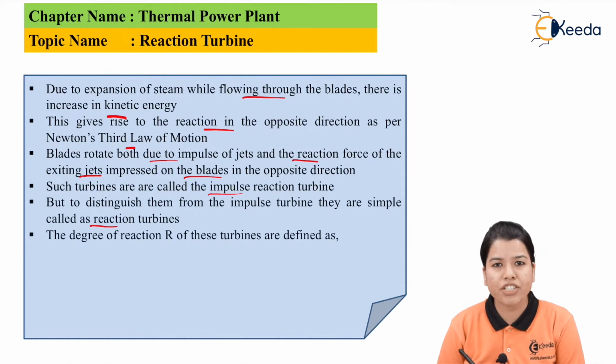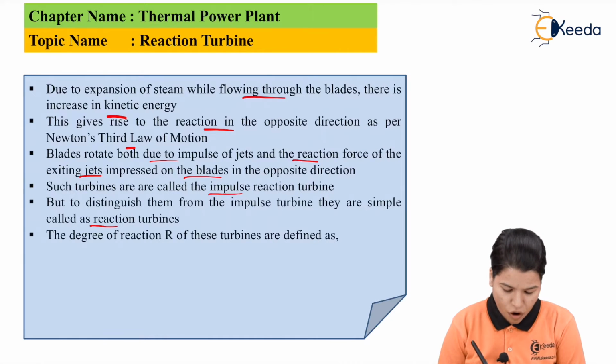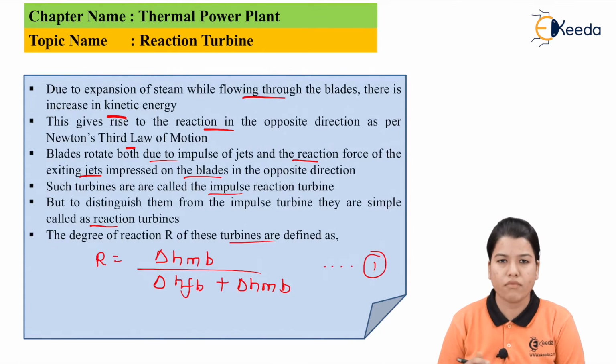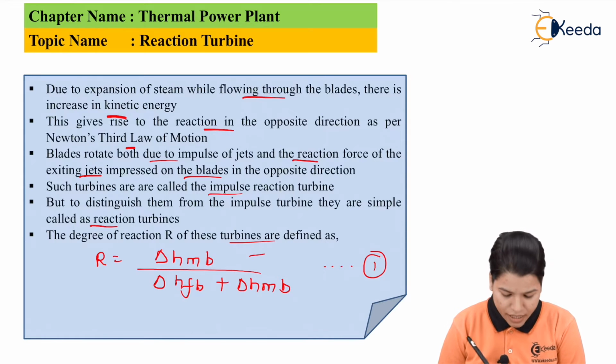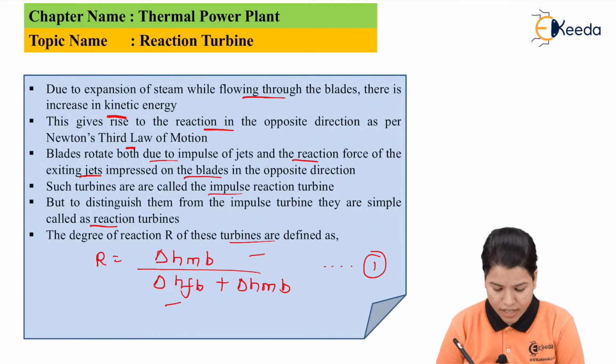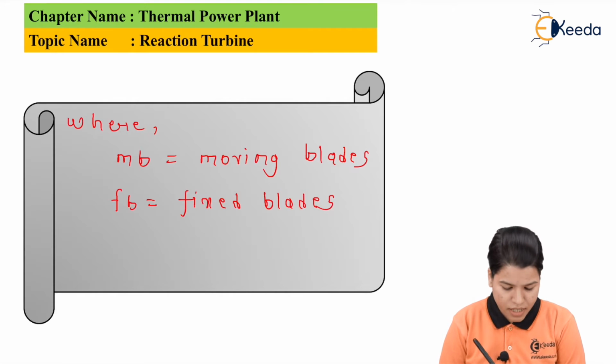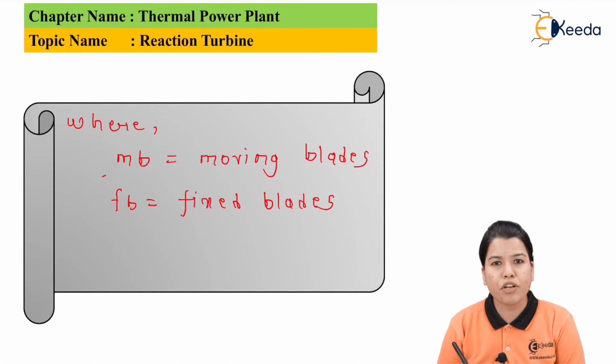Now the degree of reaction of these turbines, which is represented by R, is defined as R is equal to delta HMB divided by delta HFB plus delta HMB. Let it be equation number 1. Now let us see what the subscripts mentioned in equation number 1 are. In equation 1, the subscript MB represents the moving blades, whereas the subscript FB represents the fixed blades.